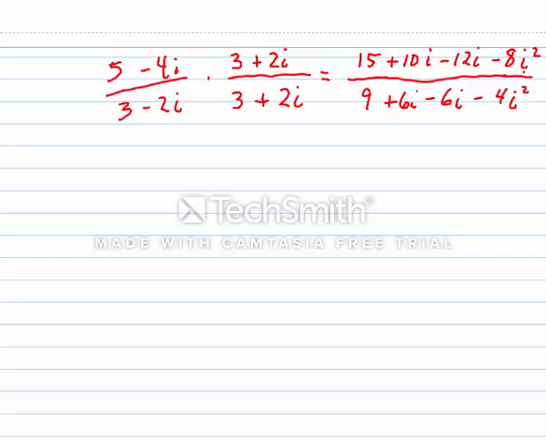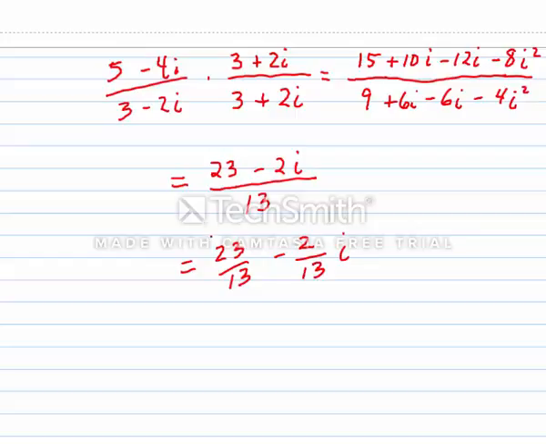i squared is a minus 1, so that becomes 15 plus 8 is 23, and the i's have minus 2i. In the denominator, the 6i and minus 6i cancel. i squared is minus 1, minus 4 times minus 1 is 4, 4 plus 9 is 13, and so that is equal to 23 over 13 minus 2 over 13 i, and there we have it.